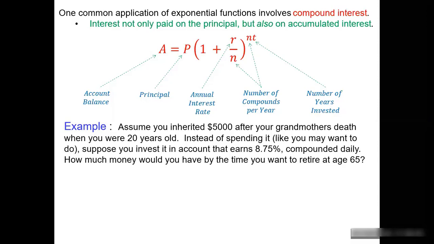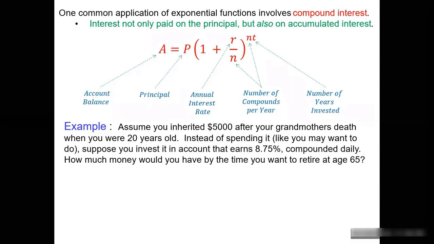So suppose you invested in an account that earns 8.75%. Well, that would be R, that would be my interest rate. Now let's say that it's compounded daily. That's a pretty standard thing for a bank to do, is that every day they're going to compound your money. Now maybe you're only getting a penny or two at the beginning, but remember that that's your penny. That's your 2 cents, 3 cents. And so that's going to accumulate over and over and over every single day. So eventually that money is going to accumulate much faster. And now we'd like to know, how much money would you have by the time you want to retire at age 65?